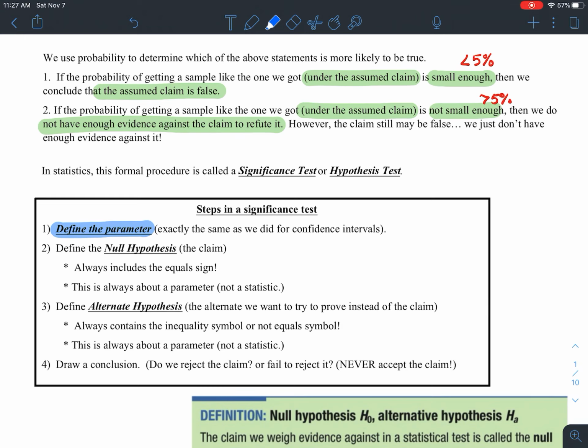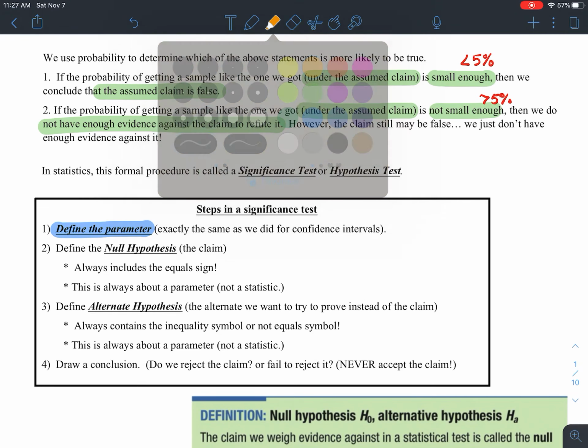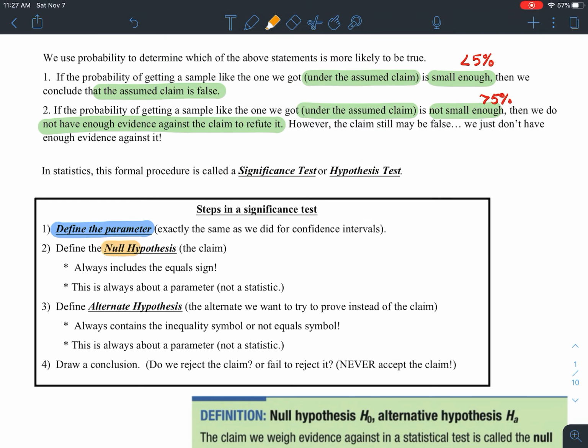So this is exactly how we started all confidence intervals, by the way. We always started by defining the parameter that we were trying to estimate. The next thing that we would do in a significance test is define what the claim is, and this is called the null hypothesis. Incidentally, the null hypothesis always contains an equal sign. We designate a null hypothesis by using the symbol capital H with a sub-zero.